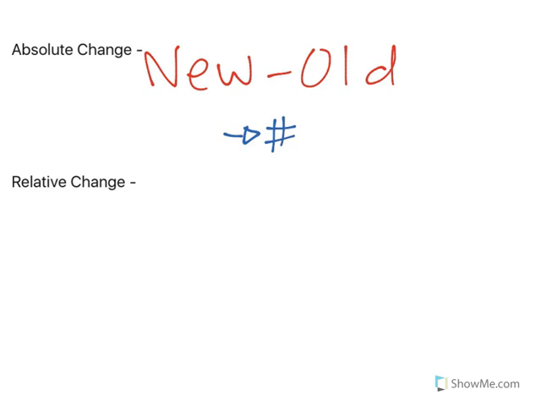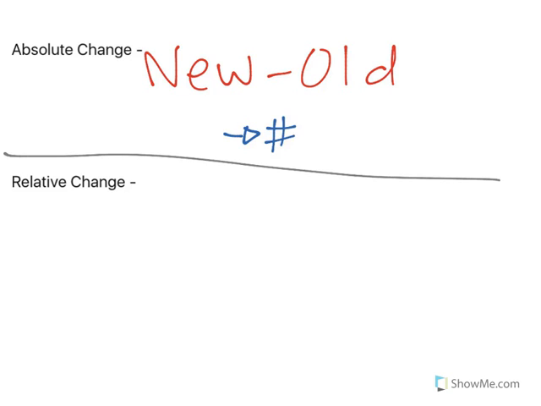Absolute and relative change. These are both ways that you can talk about the difference between any two values, whether that's from month to month, year to year, doesn't matter, area to area even. The difference is, absolute change is found by taking the new value minus the old value. Simple subtraction. And our answer is going to be in a numerical form.